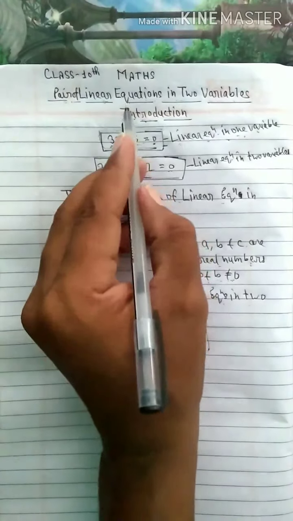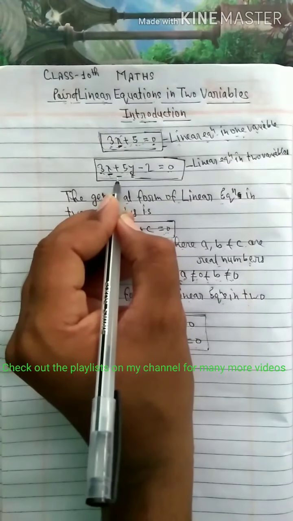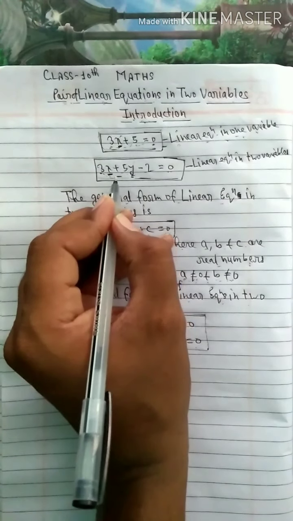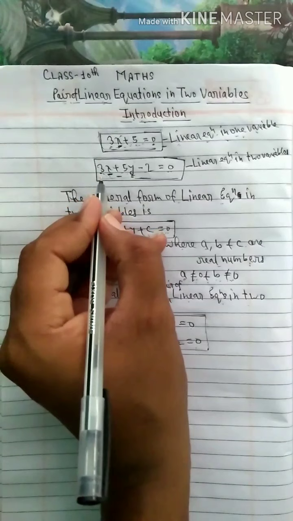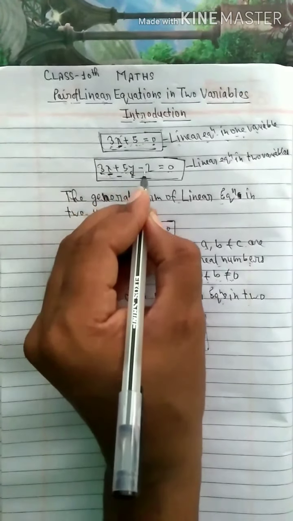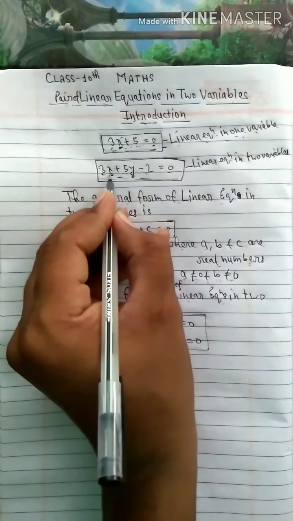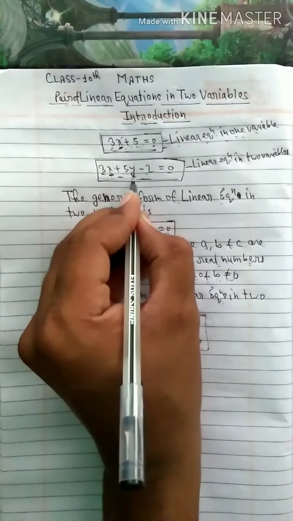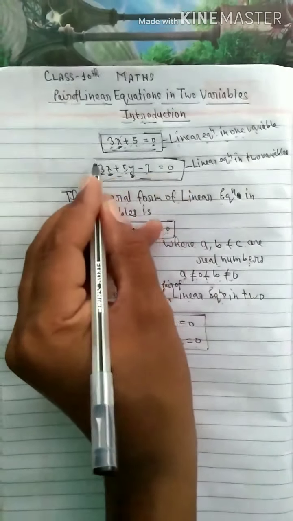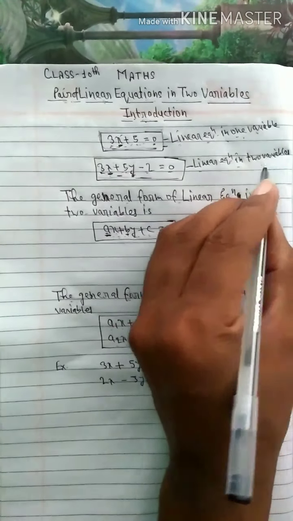Now what is a linear equation in two variables? When there are two variables whose degree is 1, that is called a linear equation in two variables. If we take the example, we can write 3x plus 5y minus 2 equal to 0. Now see, the first variable is x and the second variable is y, and whose degree is 1. So it is a linear equation in two variables.